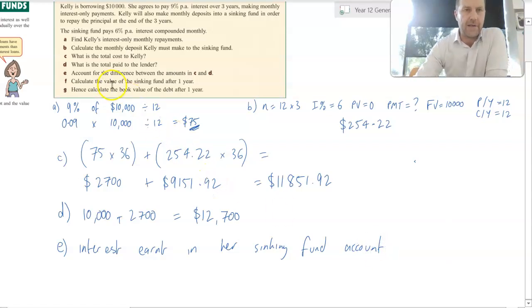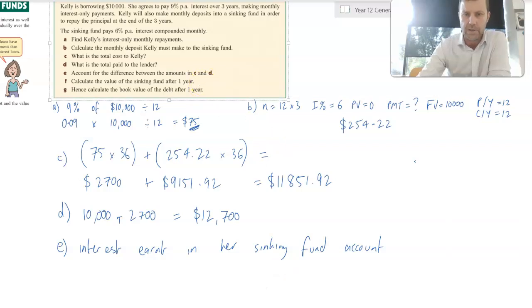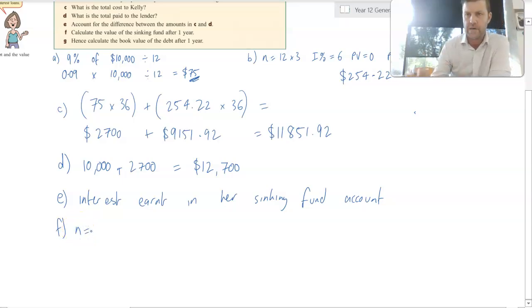Then it goes on to say, calculate the value of the sinking fund after 1 year, and hence the book value of the debt after 1 year. So the book value will be the difference between the sinking fund value after 1 year and the total amount that she borrowed, which is $10,000. But first of all, let's look at the value of the sinking fund after 1 year. So I'm going back into the graphics calculator, and we're going to change some values so N will now be, instead of 12 times 3, just 12 times 1, or 12.